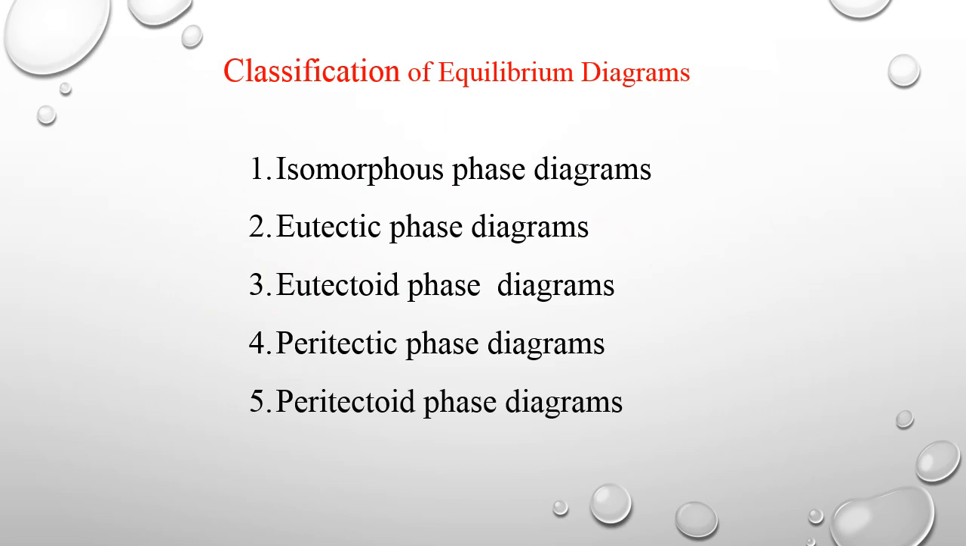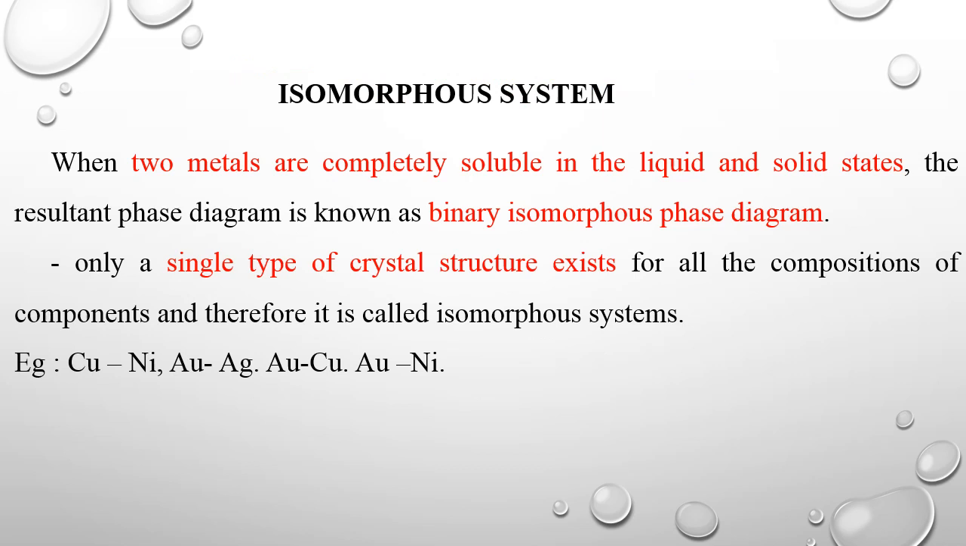The classification of equilibrium diagrams: isomorphous phase diagram, eutectic phase diagram, eutectoid phase diagram, peritectic phase diagram, and peritectoid phase diagram. The first one is the isomorphous system.